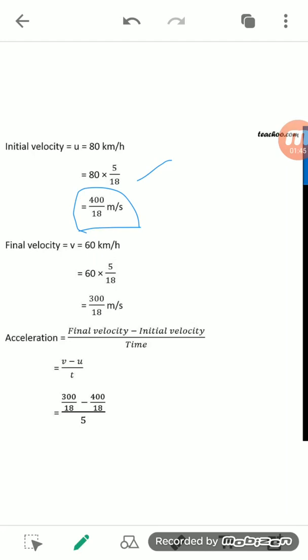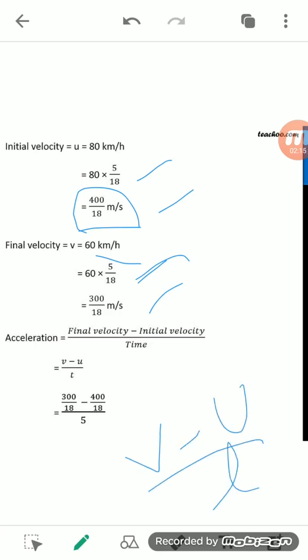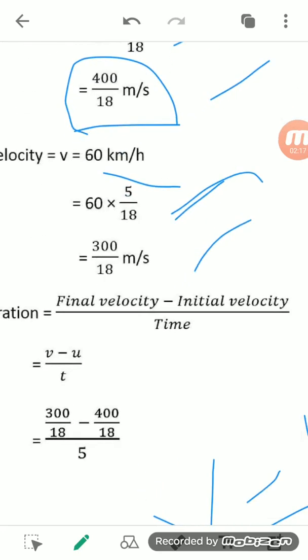Now we will calculate the final velocity, that is 60 kilometer per hour, and again we will convert this 60 kilometer per hour into meter per second, which is equal to 60 into 5 by 18, which equals 300 upon 18 meter per second. So the initial velocity is 400 upon 18 and the final is 300 upon 18. By putting the values in the formula, acceleration is equal to final velocity minus initial velocity upon t, or v minus u upon t. So the final velocity is 300 upon 18, the initial is 400 upon 18, divided by 5.